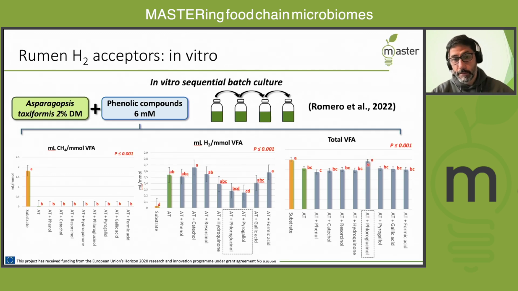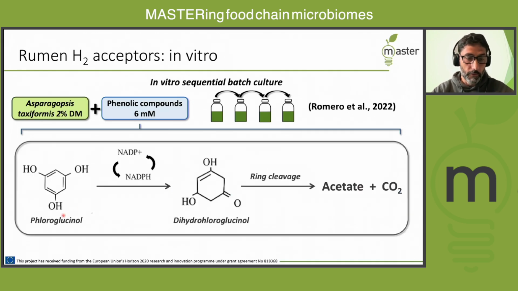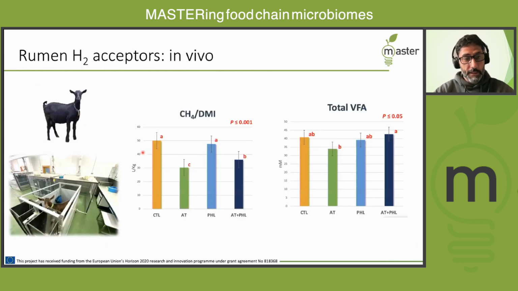So this means that this hydrogen in excess was used basically to produce compounds that the animal can use as a source of energy. And this is basically as a result of phloroglucinol being degraded in the rumen to produce acetate, and in that process uses hydrogen, in this case part of the hydrogen that is generated in excess when methane is inhibited. We had a chance to further test and confirm this in in vivo trials in goats in respirometry chambers, as you can see here in this photo.